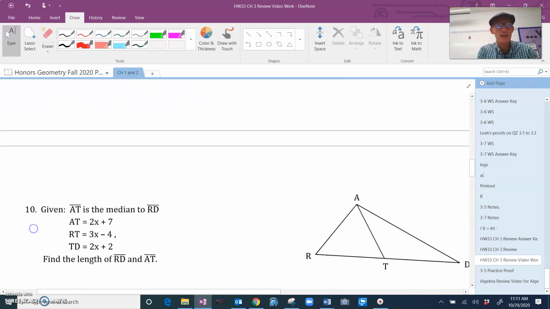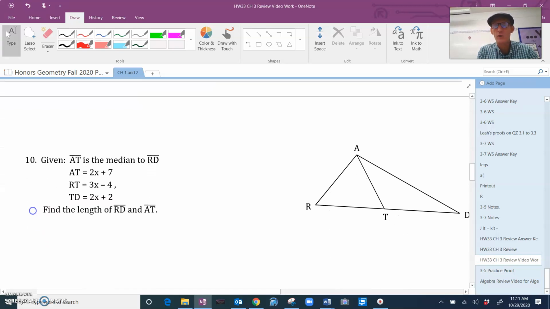All right, so number 10 is another problem where we are using algebra to find the lengths of these two segments. So problem 10 says AT is 2x plus 7, so I'm going to write it right there, 2x plus 7. And then RT is 3x minus 4. TD is 2x plus 2.